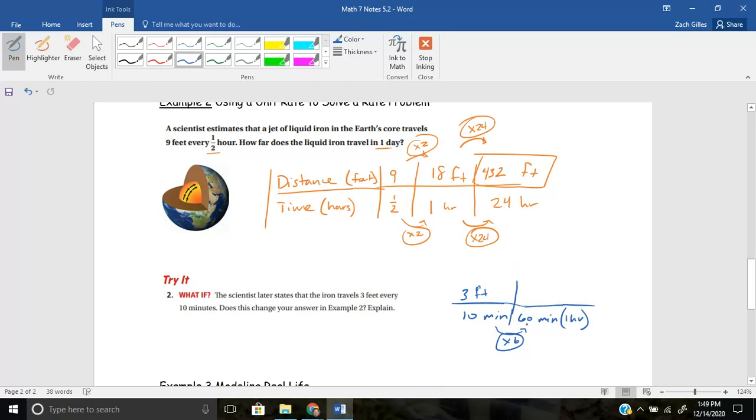Okay. So if I multiply my denominator by 6, multiply my numerator by 6, and that gives me 18 feet. So 18 feet per hour, 18 feet per hour, are those the same? Does this change your answer? No, it doesn't. It's the same answer. You could say the rates are equivalent. Okay, we're still moving at 18 feet per hour.